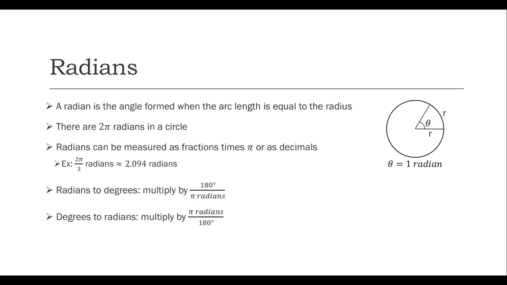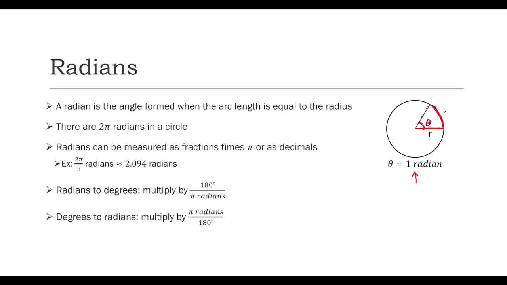So a radian is the angle formed when the arc length is equal to the radius. So this is the length of your radius, and if you took it and wrapped it around your circle, once it equaled your radius, then this angle here, theta, is going to be equal to 1 radian.